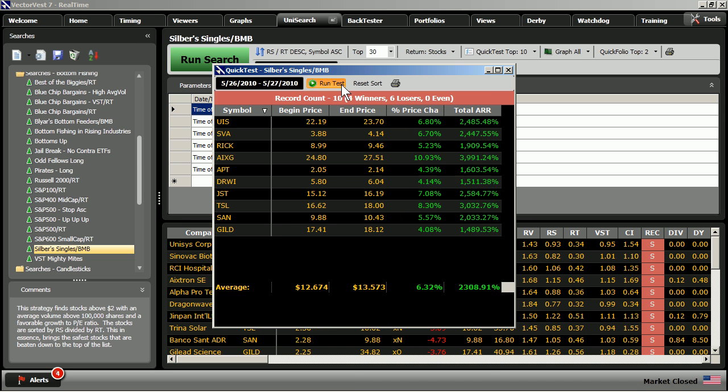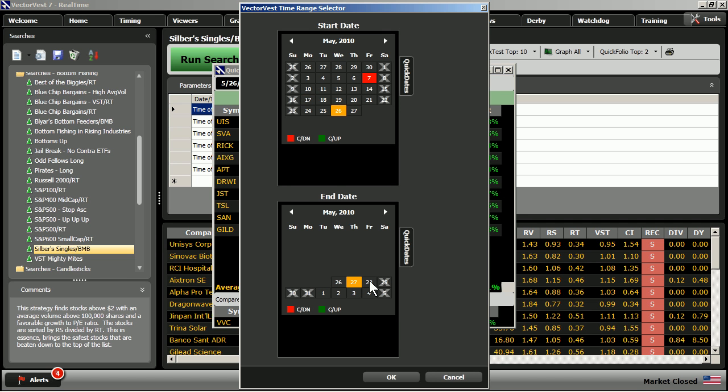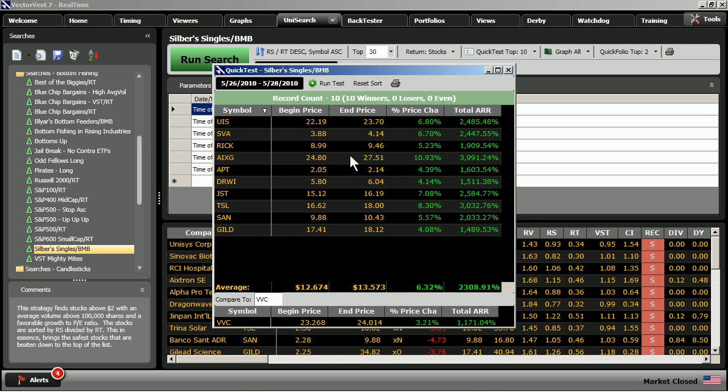So if we run that test on that very first day, May 26th, when we saw the bottom fishing strategies in place, had we purchased those stocks the next morning and held them through that day, we would have had a nice gain just over 6%, 10 winning trades, and no losers on the day. We can move on. Let's see how that test would have worked had I held on an extra day. Would have given back a couple of percentage points, but I still had 10 winners and no losers.